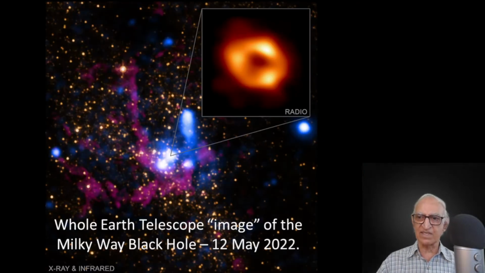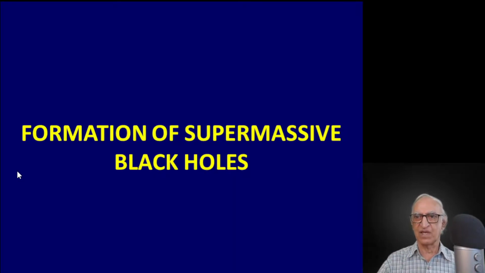Very recently, on the 12th of May of this year, 2022, you have all seen this image in newspapers and television of the shadow of the central black hole at the center of our galaxy, once again using the Whole Earth Telescope. And I'm sure soon we will get such images from many other galaxies.